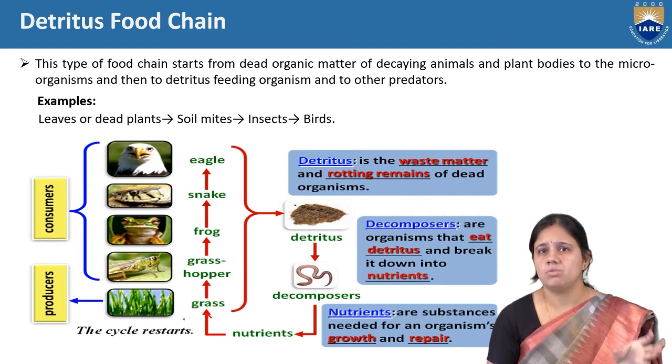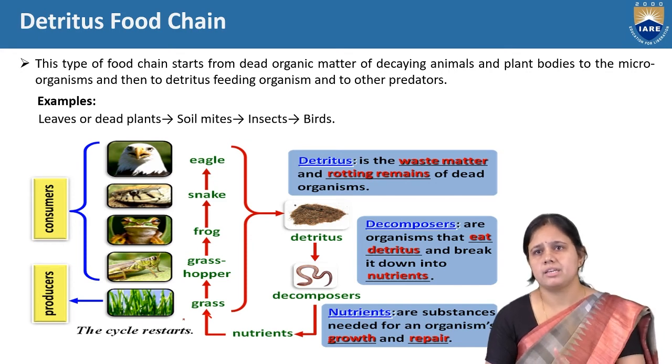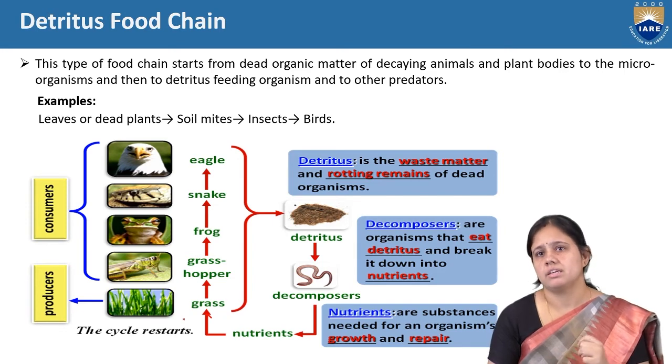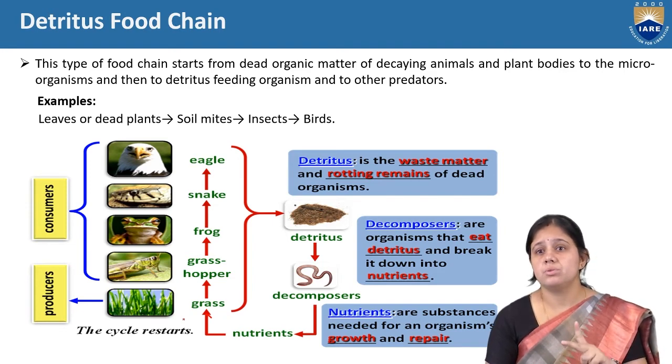See, if a leaf or a dead plant is there, that is eaten by the soil mites. And soil mites can be eaten by insects. Insects can be eaten by birds. So, in the detritus food chain, three words are there. First is detritus, decomposer and nutrients.